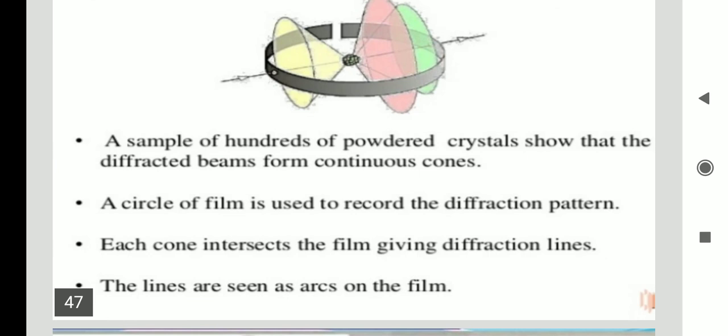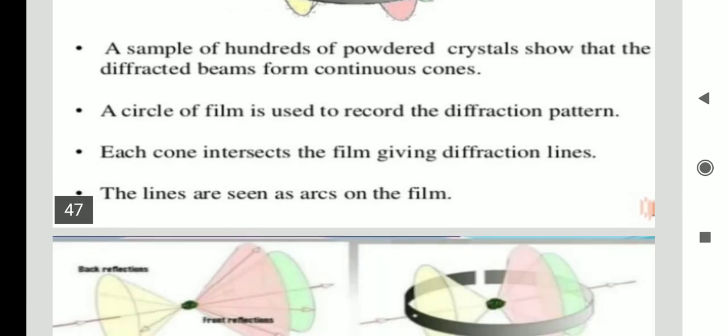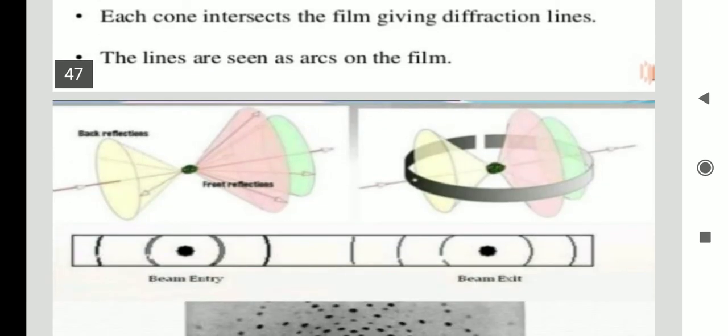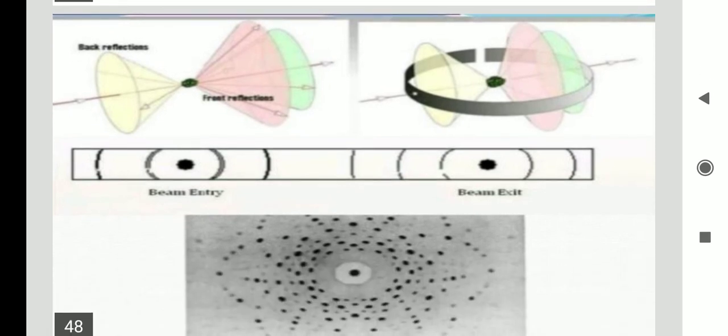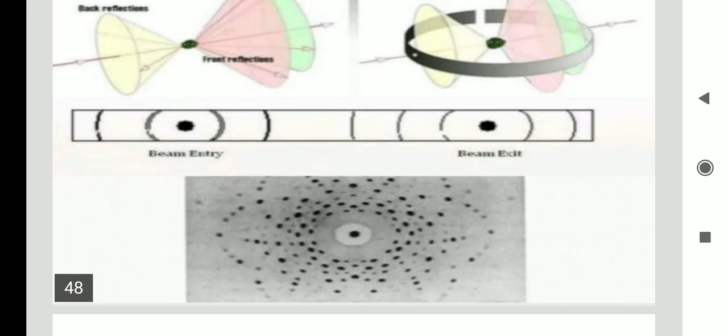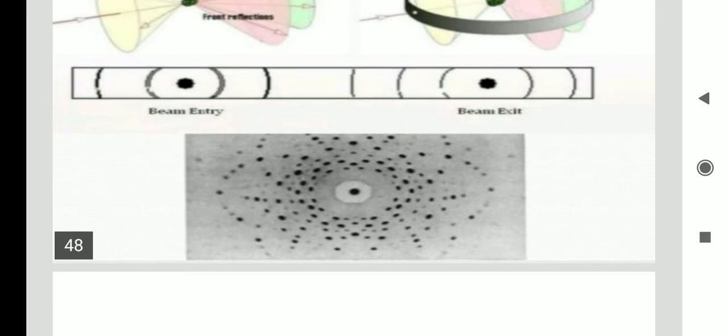So you can see arcs in the film. This shows the beam entry and beam exit. This is the pattern of the powder method. The bright ones are because of constructive interference, and later the brightness decreases because of destructive interference.